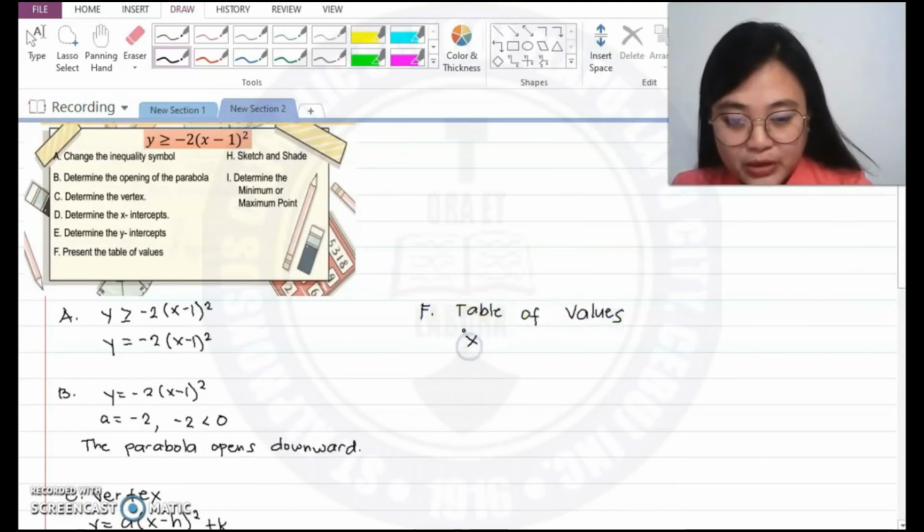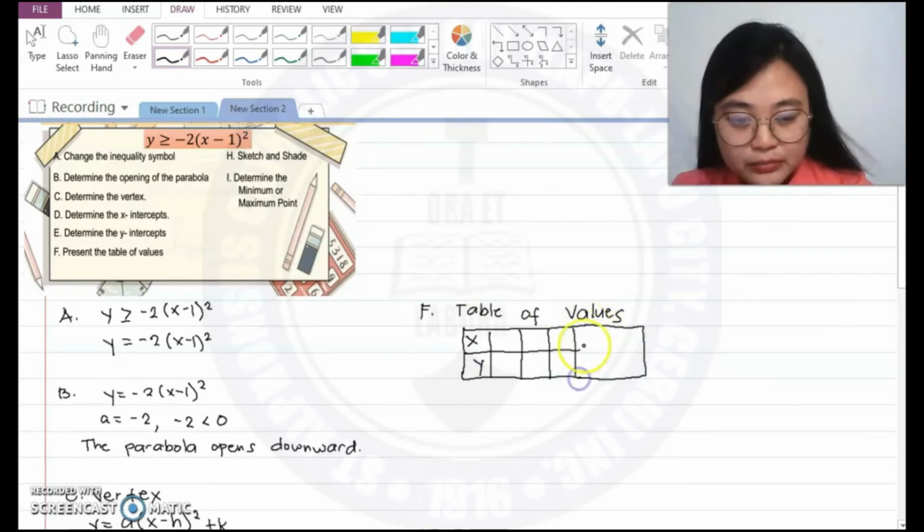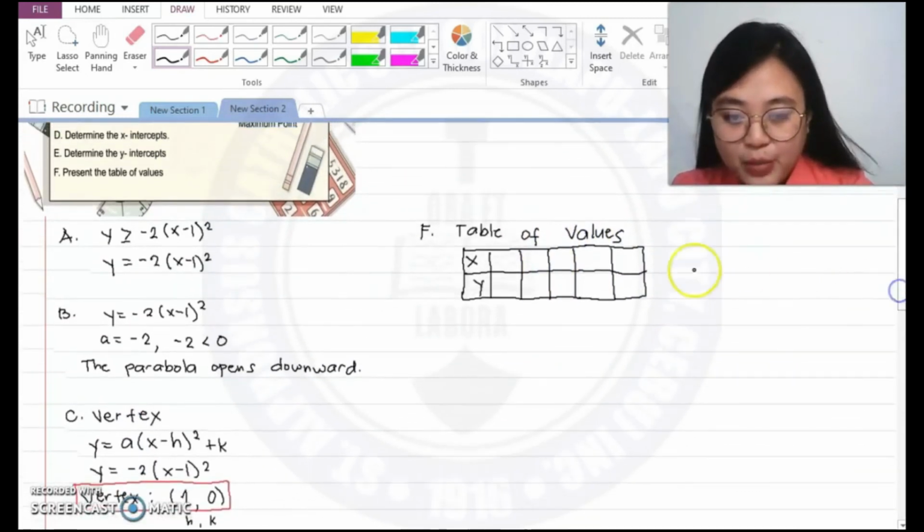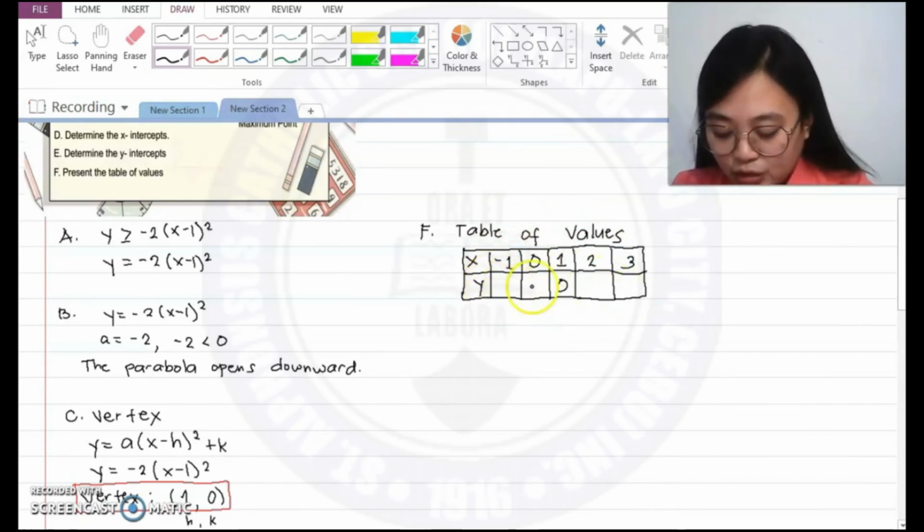Now, let's move on to letter F, the table of values. Construct a table with at least 5 values this time. Put at the center your vertex, and our vertex is (1, 0). Put it here, (1, 0). Then supply the values of x consecutively, so it will become 2, 3, 0, negative 1. And we're going to solve now for the values of y. We know that these points are symmetrical.